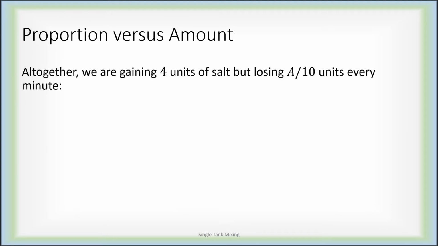So we're gaining 4 units of salt per minute and losing A over 10 units of salt per minute. This gives us a pretty straightforward differential equation. The rate at which our salt is changing, well, we're gaining 4, so plus 4, and we're losing A over 10, so minus A over 10. It doesn't take a lot of work to change this into a first-order differential equation, A prime plus A over 10 equals 4.